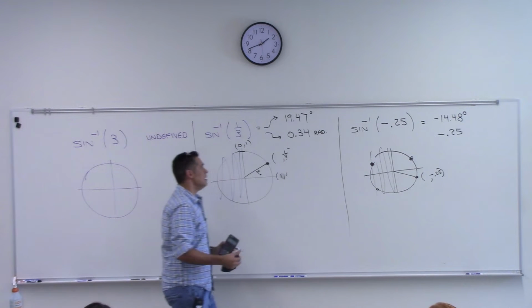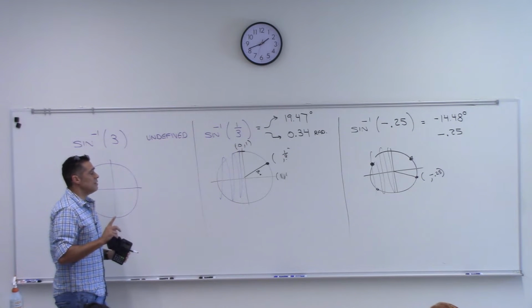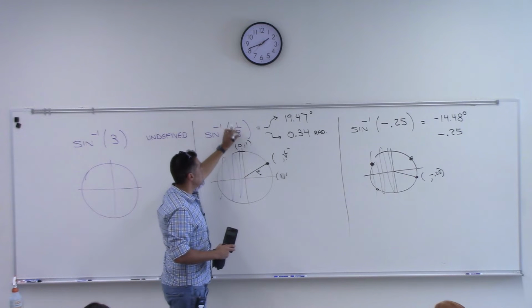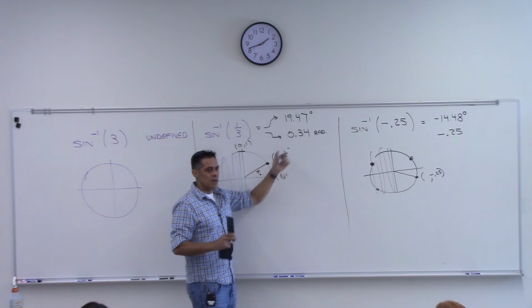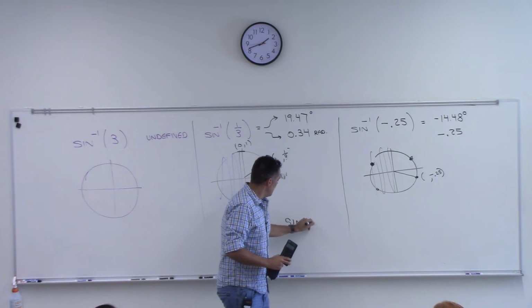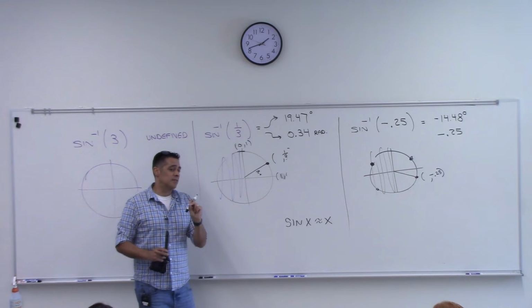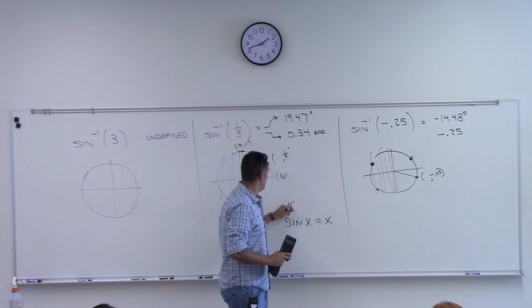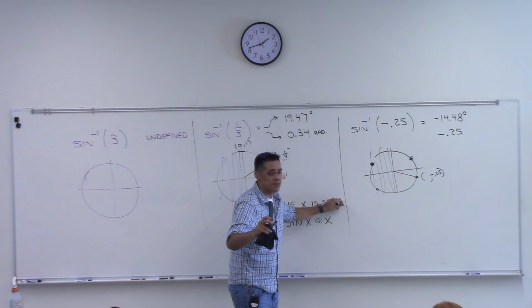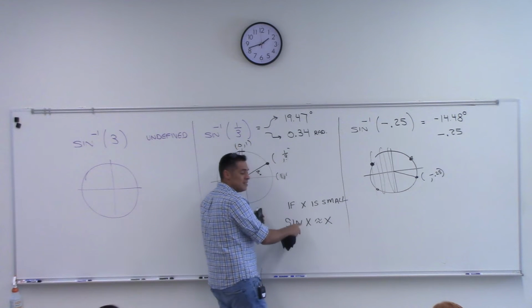That's actually not a coincidence, all right? It turns out that the smaller the angle is, the smaller this number is, the closer it will be to this. In other words, sine x is approximately x for very small values of x. This is not part of this class, I talk about this in Cal 2. If x is small, then this is approximately true.